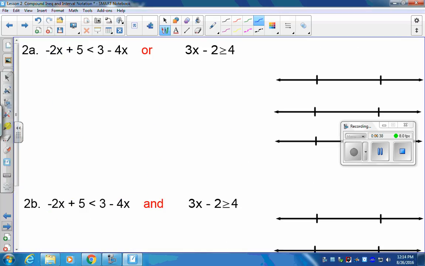All right, so now I have an OR. So an OR is telling me there may not be overlapping. Okay, there may not be overlapping. So I'm going to go ahead and solve this.